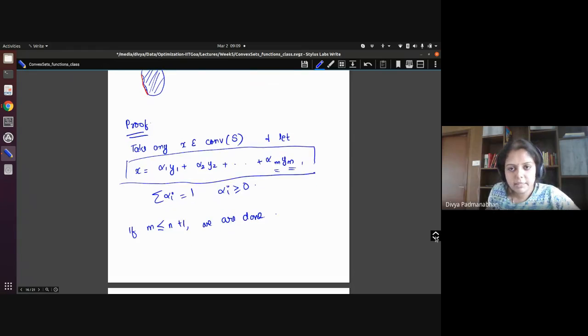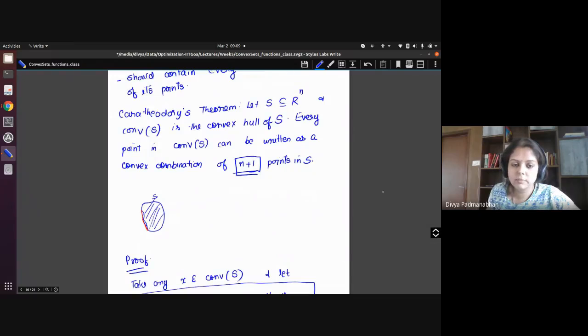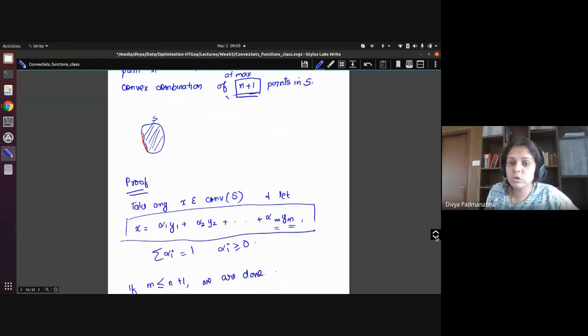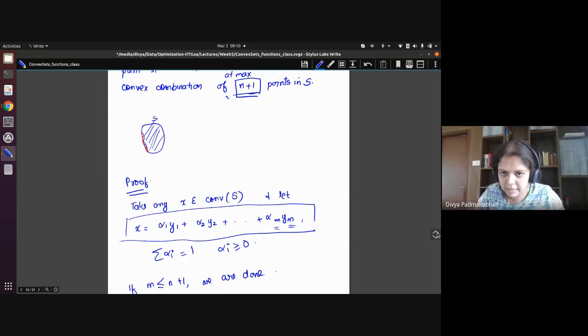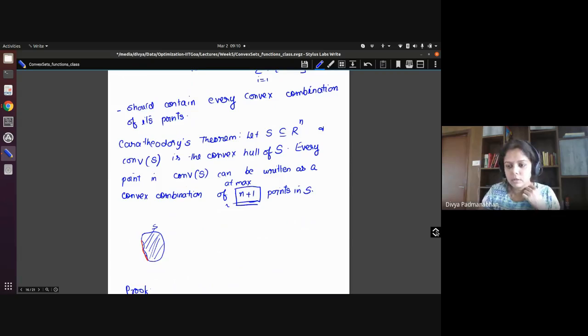Yeah, so the claim is that you need n plus 1 points, but at max n plus 1 points. Maybe I should add that here: at max n plus 1 points. That's what the idea is. So yes, you can still have less than n plus 1 points. That's okay, right? Yeah, maybe I should have made it a little more clear.